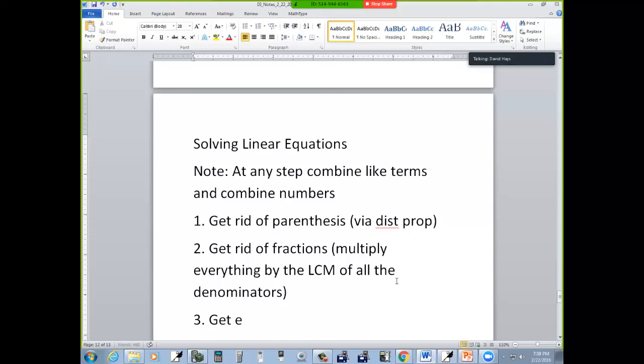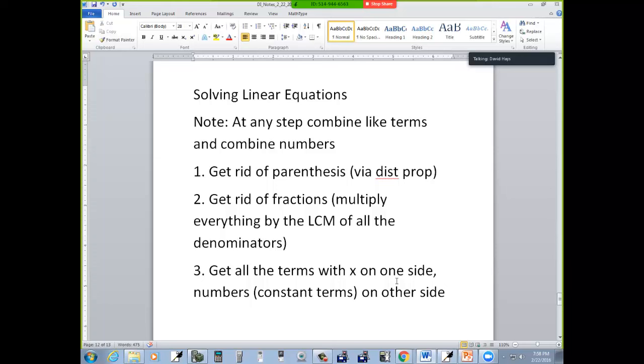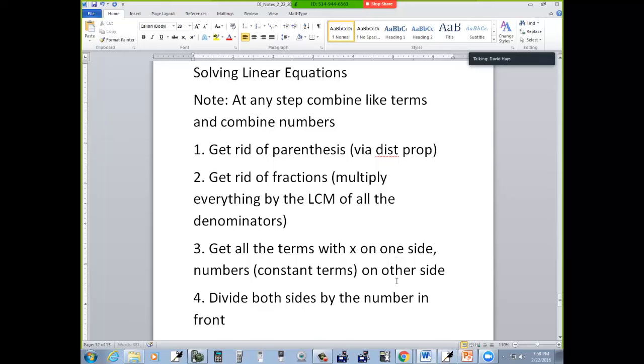Step 3, get all the terms with x on one side, numbers, constant term, on the other side. Step 4, divide both sides by the number in front of the x. That's the coefficient.